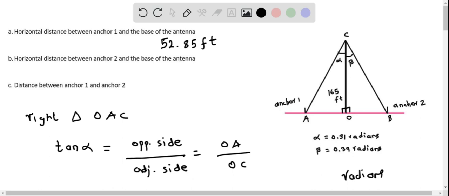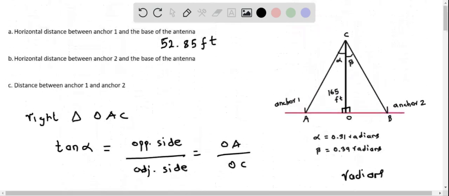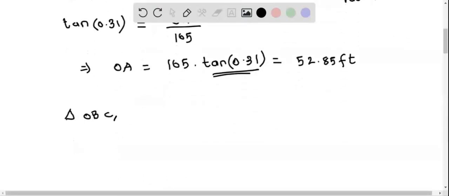We will now answer part B. This is similar to part A. So now we have to consider another right triangle, OBC. Here as well, I'm going to apply the trigonometric ratio, tangent. So tangent of beta equals opposite side, which is OB, over adjacent side, which is OC.